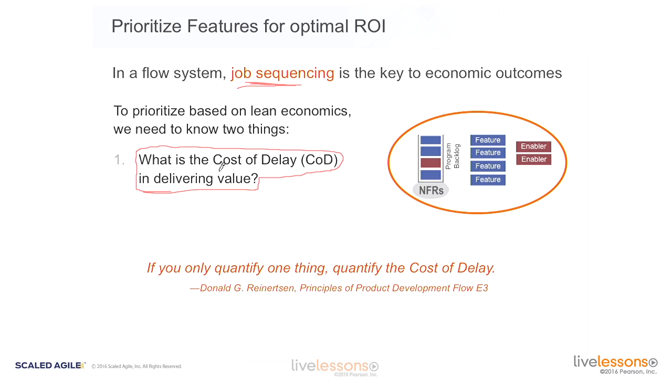Or, via the opposite polarity but in the same direction, what's the value I didn't get? What's the value of that feature? So is there a penalty associated with cost of delay, or is there substantial value that I don't receive if I don't ship it? Doesn't matter. It's the same basic polarity. Really, what is the value of this thing?